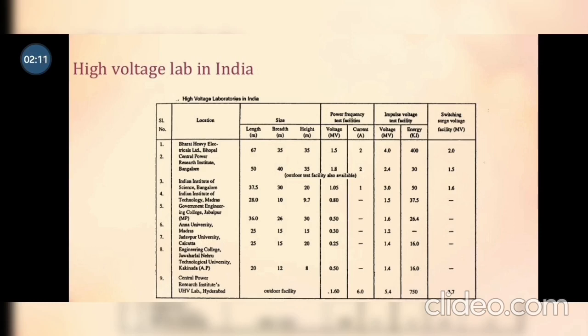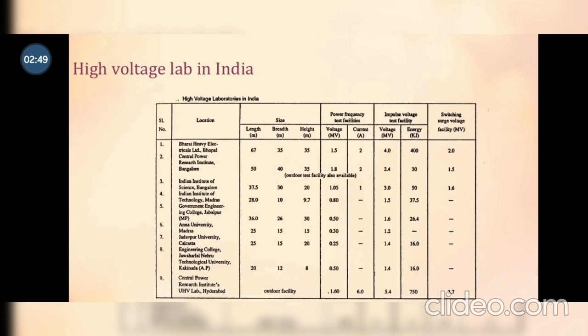Next is Government Engineering College, Jabalpur, which has length 36 meter, 26 meter breadth, 30 meter height, and 0.50 megawatt power frequency test facilities, and the impulse voltage facility is 1.6 megawatt and 26.4 kilojoule energy.